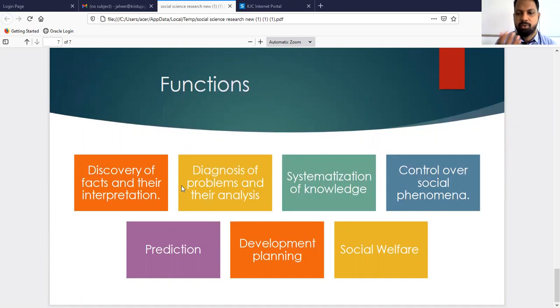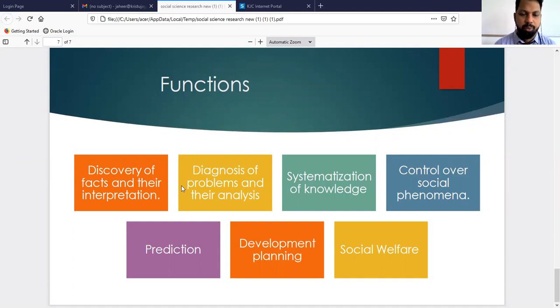Then systematization of knowledge. Whatever research is carried out in social science, it is in a systematic manner, by following a clear-cut methodology. It should be in order. It should be systematic. Then control over social phenomena. That is how this research is carried out, in a systematic manner without any bias. And prediction.